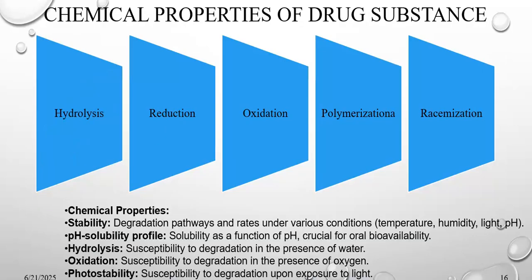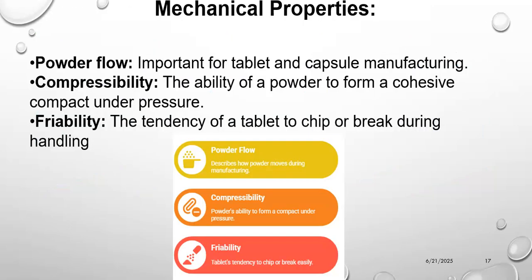In case of chemical properties, we always go with the stability, degradation pathway, and rate under various conditions: temperature, humidity, light, pH. In case of pH solubility profile, we always check solubility as a function of pH, crucial for oral bioavailability. Hydrolysis, susceptibility or degradation in the presence of water, oxidation, and photostability. For mechanical properties, we always check powder flow, compressibility and friability. We can see the effects.